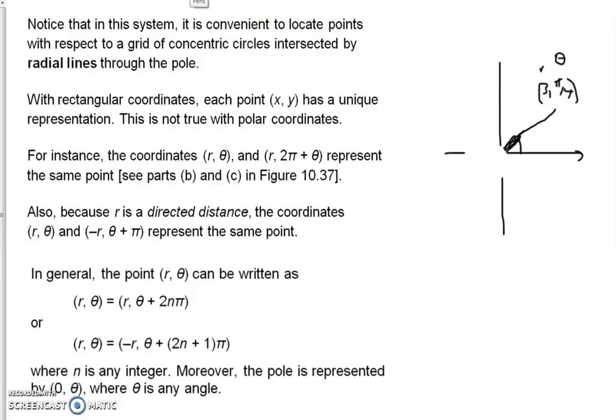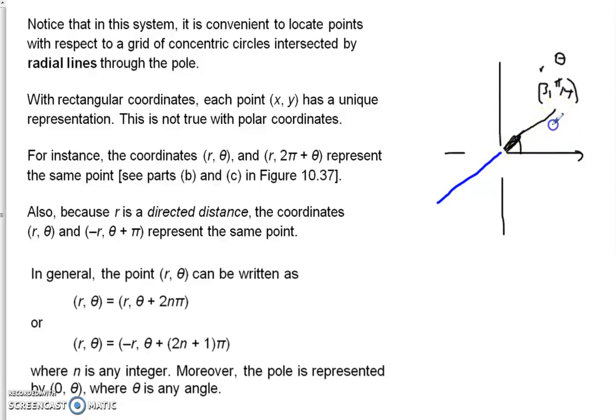Let's see. That angle would be down here, pi over 4, 5 pi over 4. And if I was going in a positive direction, it would be here. But if it's a negative 3, instead of going in the positive direction, following that out, I'm going to go in the negative direction.